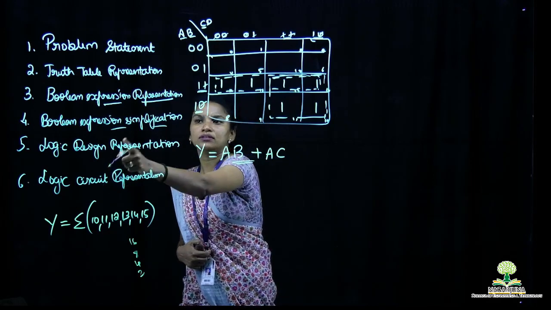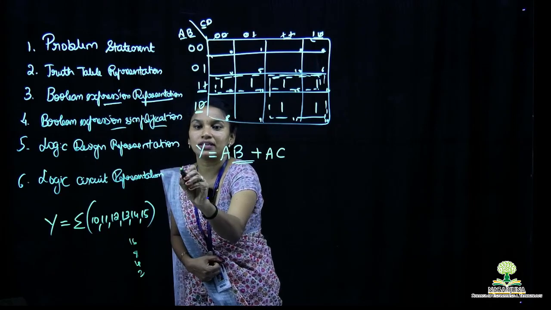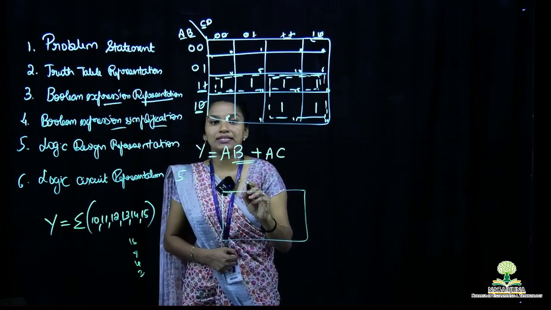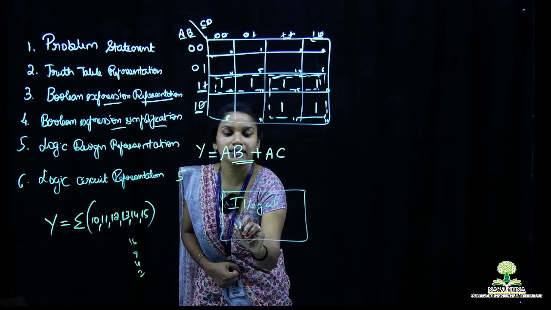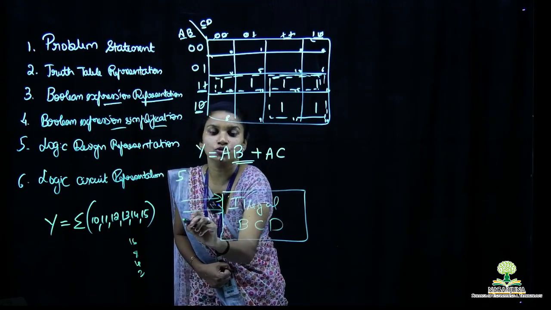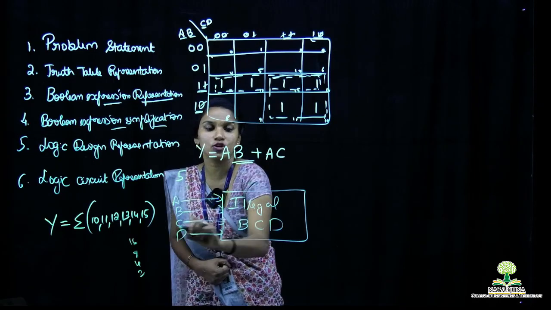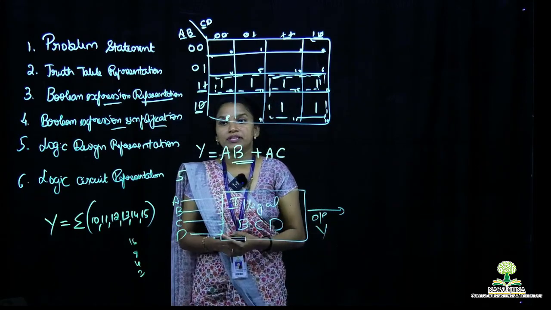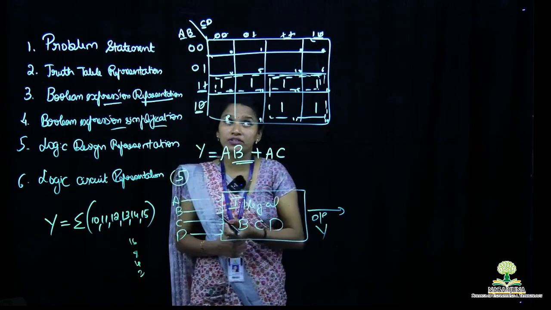Next, we are done with the Boolean expression simplification. Now the logic design representation, which is a very easy one. You just have to represent your sum, which is for illegal BCD. Design representation is nothing but you just have to write how many inputs you have given. That is A, B, C, D is your input. Output is nothing but Y. So it is very simple. We are done with the logic design representation as well. That is our fifth step.